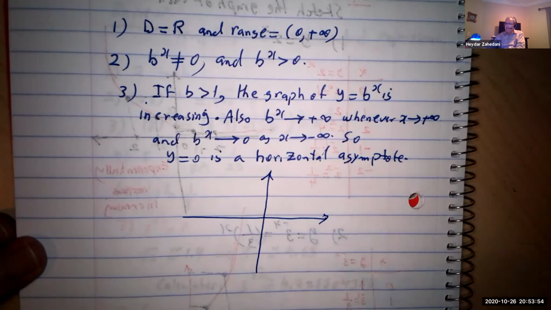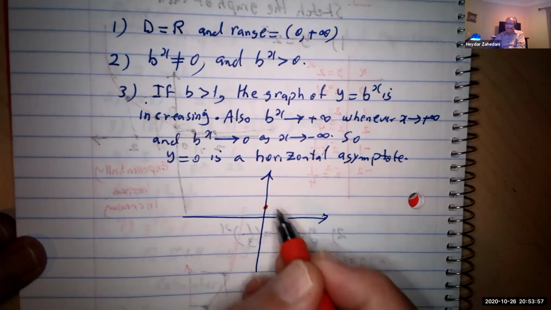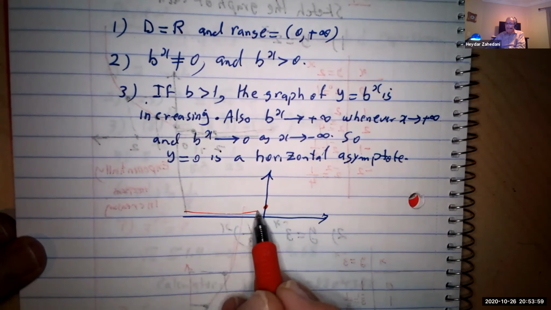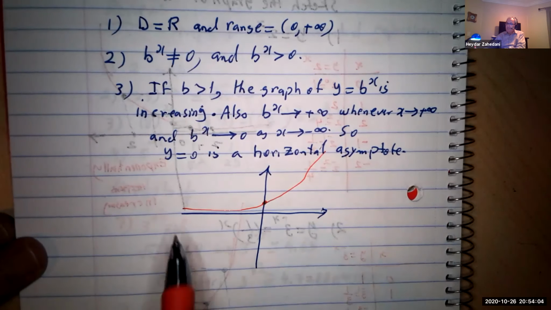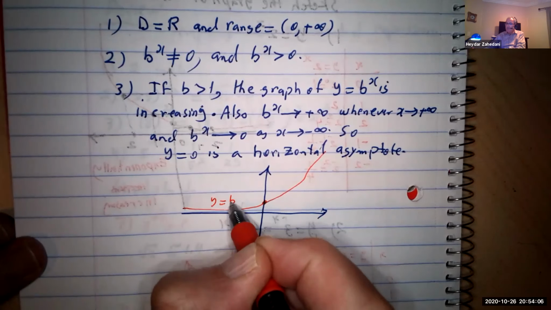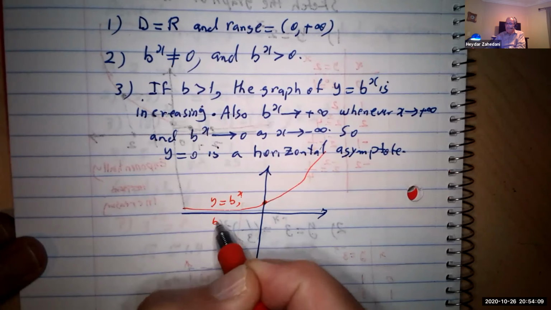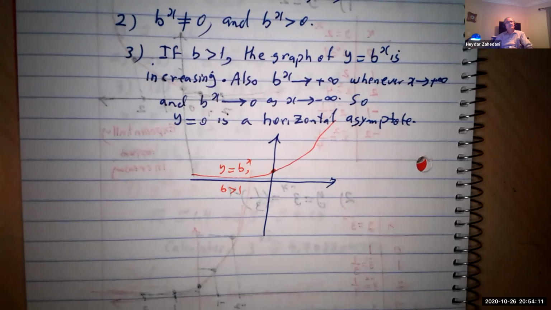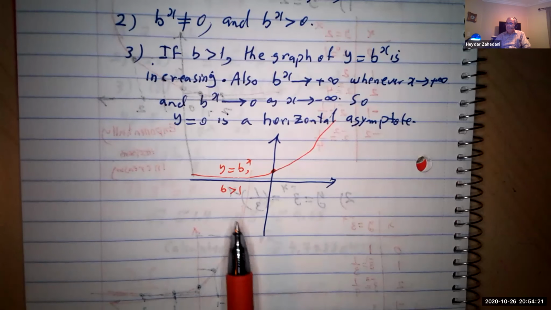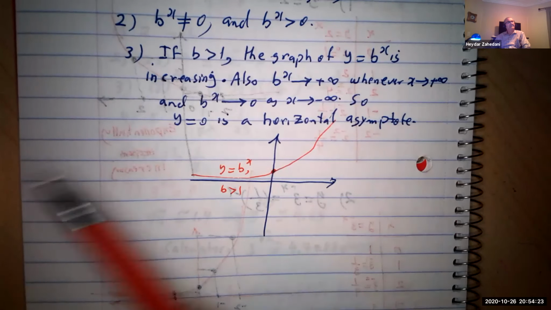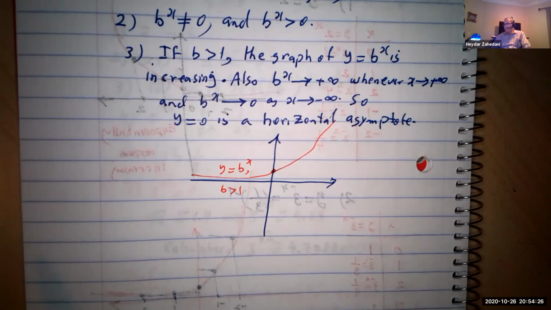Remember, the y-intercept is the same, and it starts from the asymptote going up. So this is going to be y equal to b to the x when b is bigger than 1. So 2 to the x, 4 to the x, 3 to the x are all the same. These measurements would be different, but otherwise, you see, that's it. Up. Okay, any question? That's a growth function.